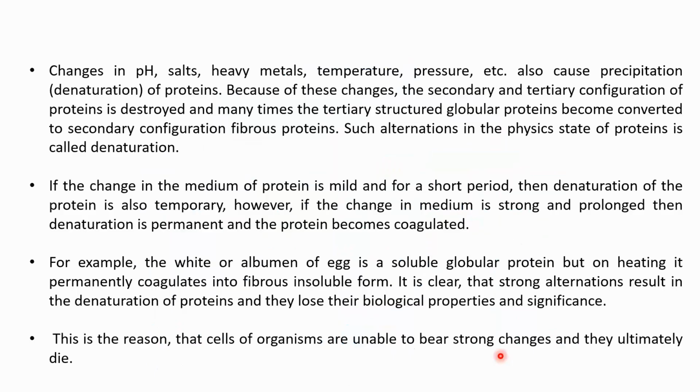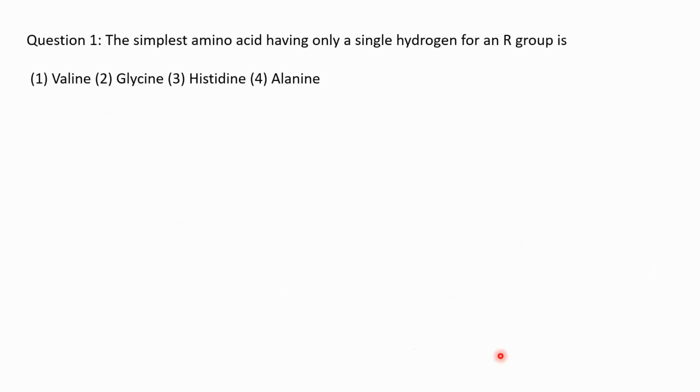Then we studied what is denaturation. Denaturation can be temporary or permanent. We studied an example of the white, or albumin, of egg, which is a soluble globular protein, but upon heating, it coagulates permanently into a fibrous insoluble form. Now, there are some questions based on today's discussion.